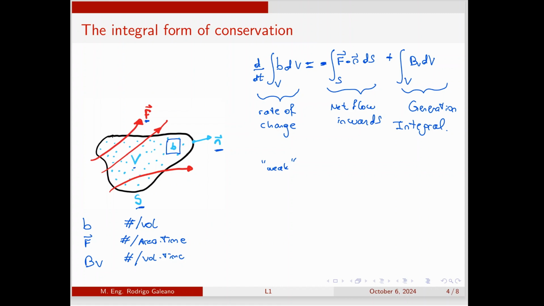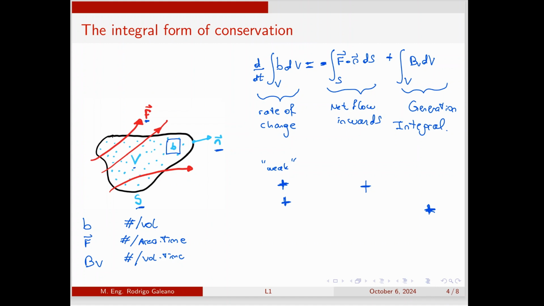Now, if we have, for example, a positive net flow inwards, that means we have more and more fluid within our volume, so the change should be positive. The total amount of quantity v that we have increases with time. Also, if we have, for example, a chemical reaction that is producing a certain species, then this term is positive, the integral of B_v, and that makes the rate of change of v within our volume also positive. That's what the integral form of conservation says.